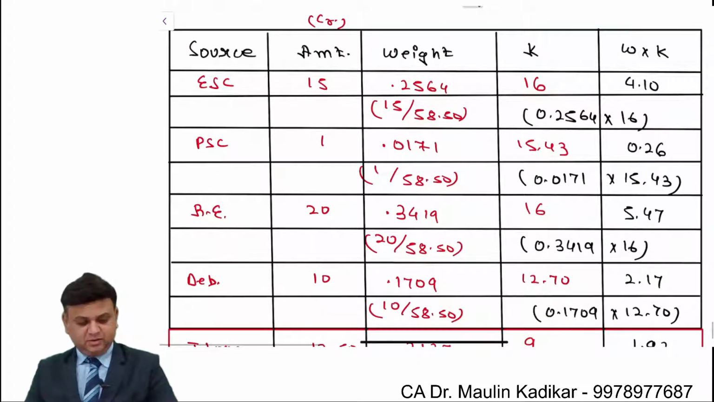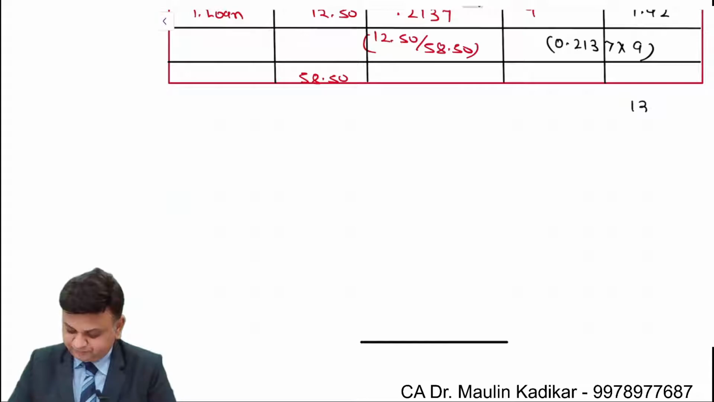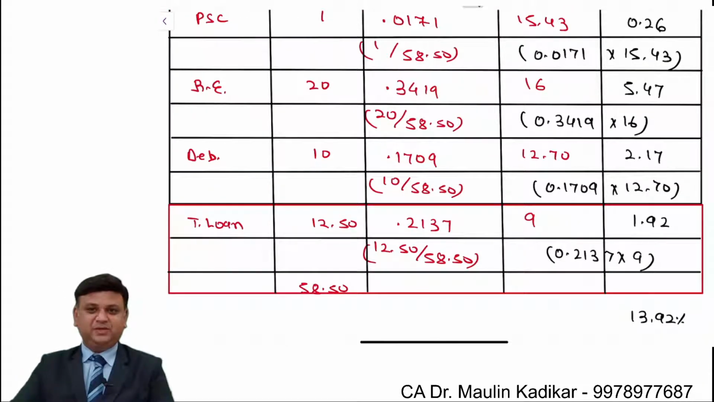So overall it is 13.92%. That is the weighted average or overall cost of capital.